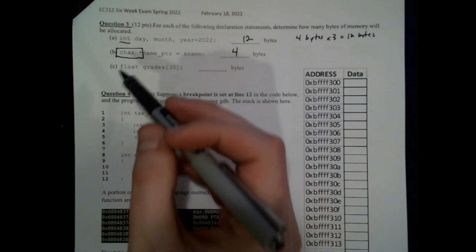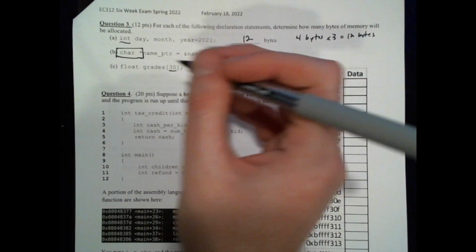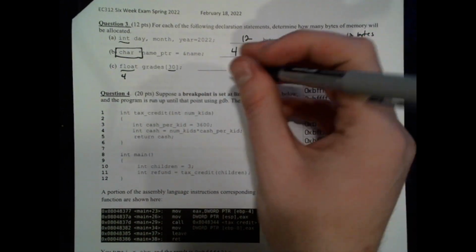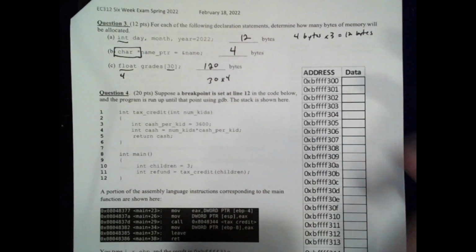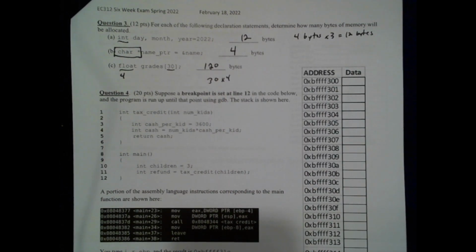And then finally, we have float grades[30]. So a float is 4 bytes each, and we have 30 of them, so that's 30 times 4, which is 120 bytes. So not much more to that than understanding how large each of these data types is. Keep in mind, if it is a char without a star next to it, if it's not a pointer to a character, chars are the only things that are 1 byte. And so we would have to account for that if we see a char there, or an array of chars.